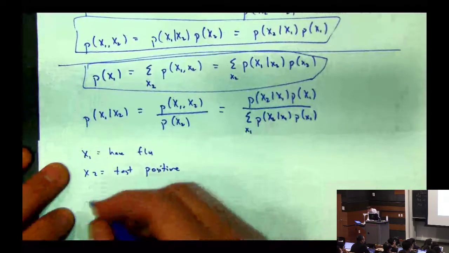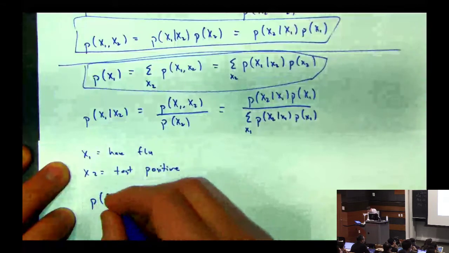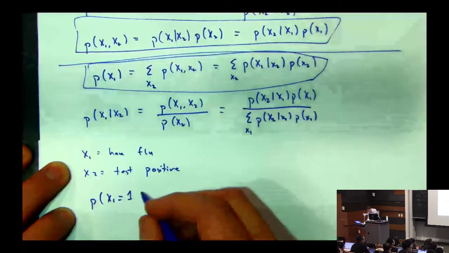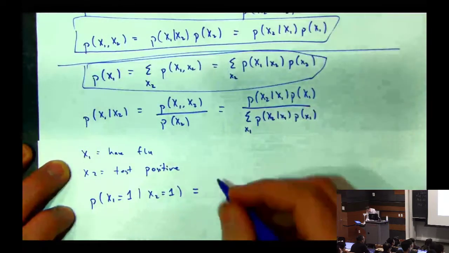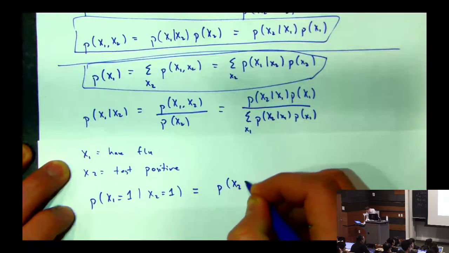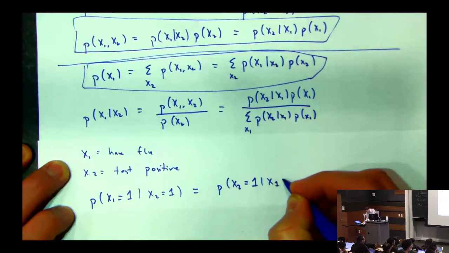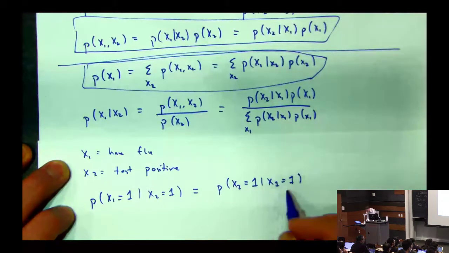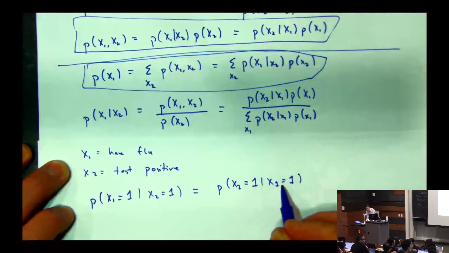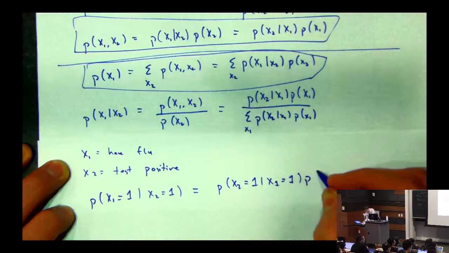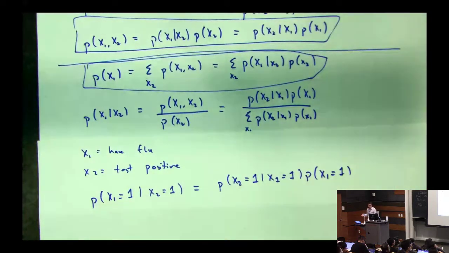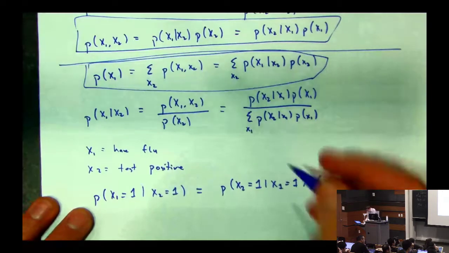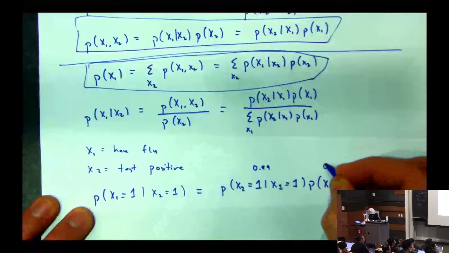So the probability that x1 equals 1, that I have the flu, given that x2 equals 1, that I tested positive, is equal to, I just plug in these terms, the probability of x2 equals 1 given that x1 equals 1. Importantly, this term is the probability that I test positive given that I have the flu. And that we do know. That's 99%, that's 0.99. Times the probability that I have the flu. We have that too. That's just the prior probability I had the flu, irrespective of tests. It's 1 in 10,000. So this term is 0.99, and this term is 0.0001.